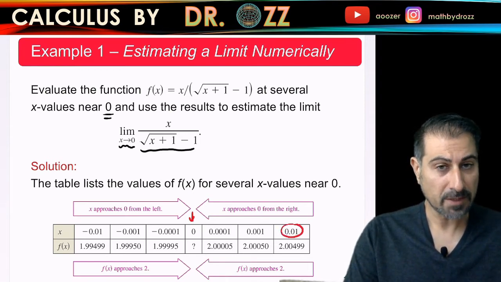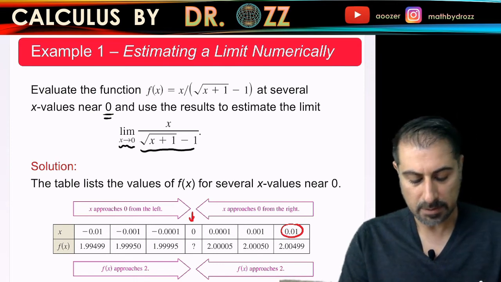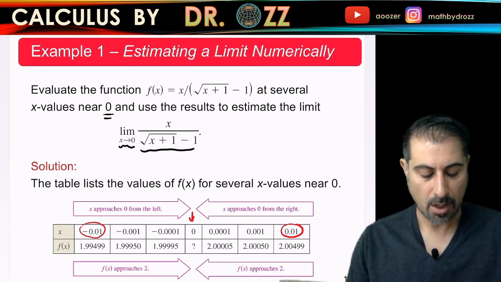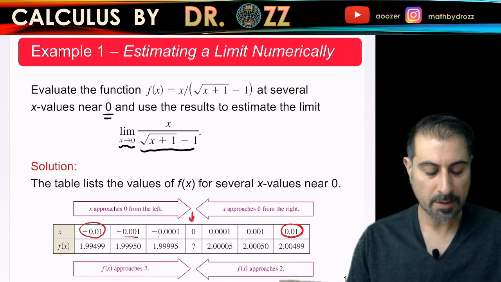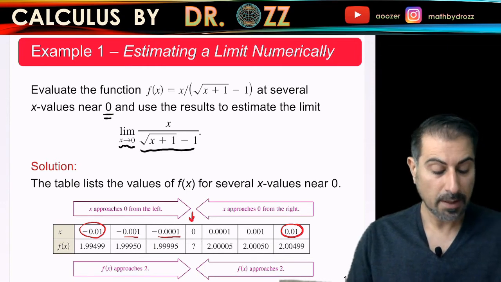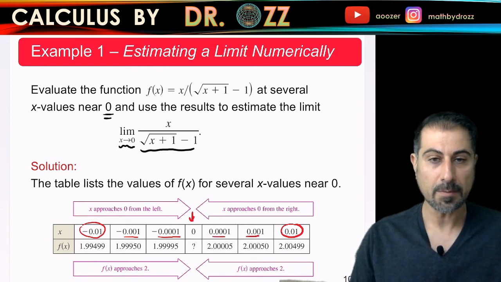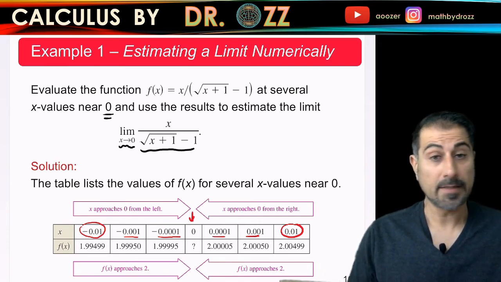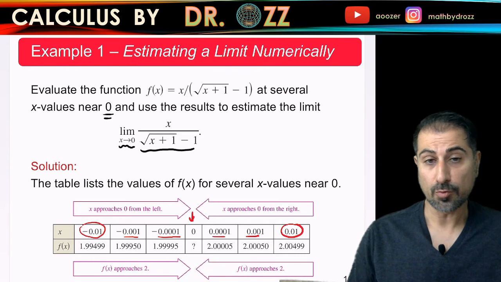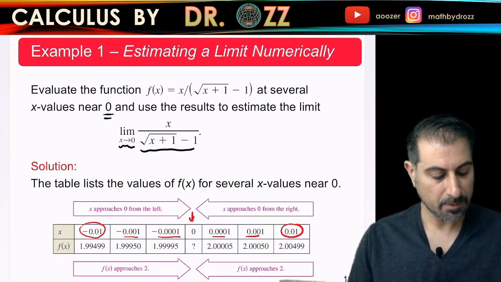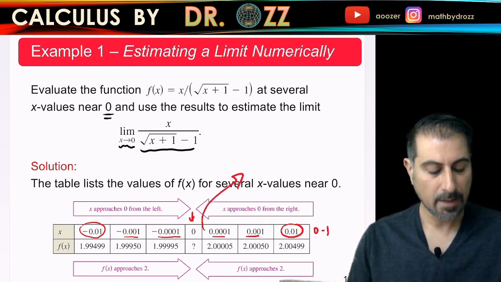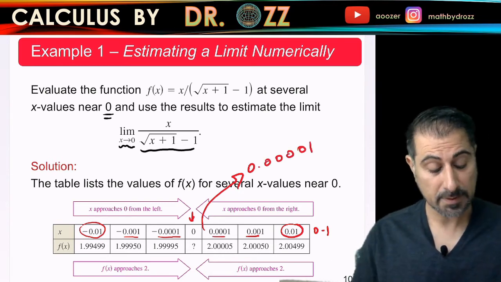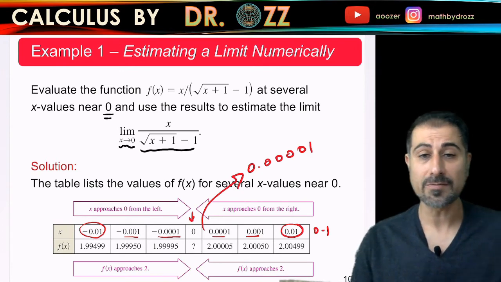So the biggest value here is 0.01, and the smallest value is negative 0.01, and I choose negative 0.001, negative 0.0001, and similarly, I take symmetric points around x equals 0. And as I always say, you can add more points if you want to. So, for example, you can add 0.1 here, you can add 0.00001, and you can do the symmetric version of that on the other side of 0.